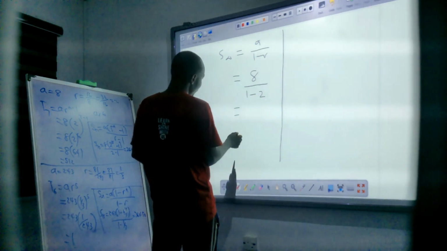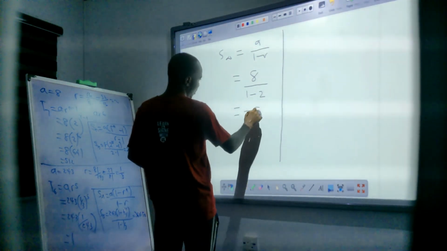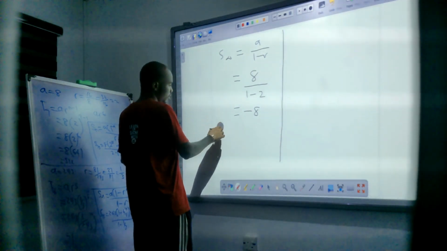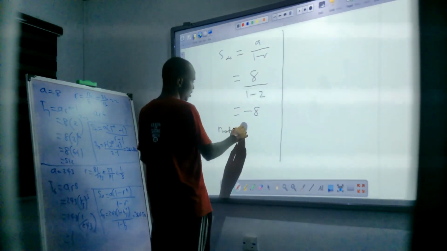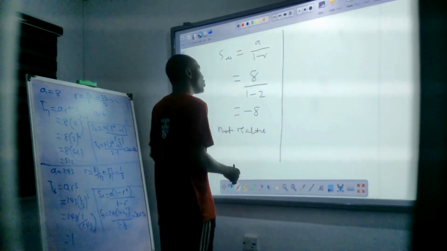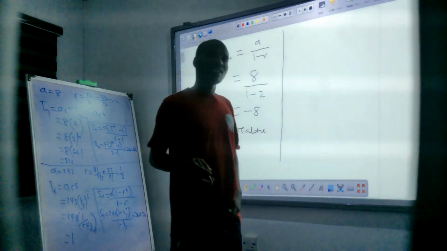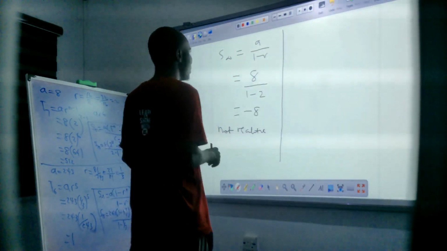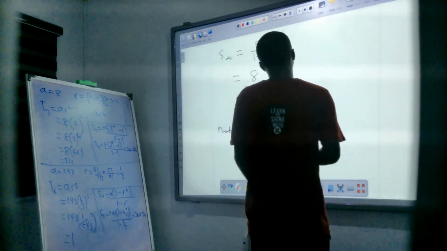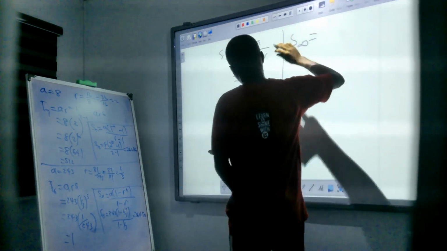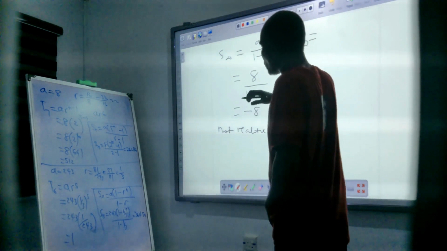So 1 minus 2, so sum to infinity altogether is actually minus 8. So they will say not realistic. Nobody gets a sum to infinity in a sequence where r is greater than 1. Yes, it's not realistic.